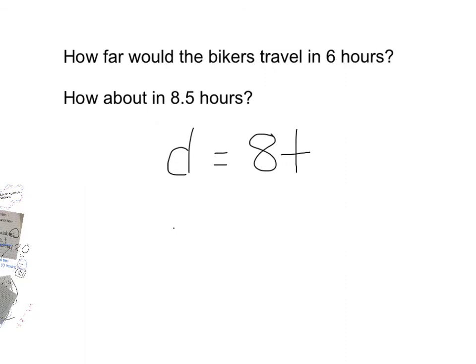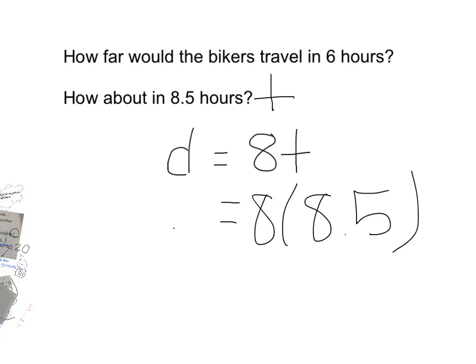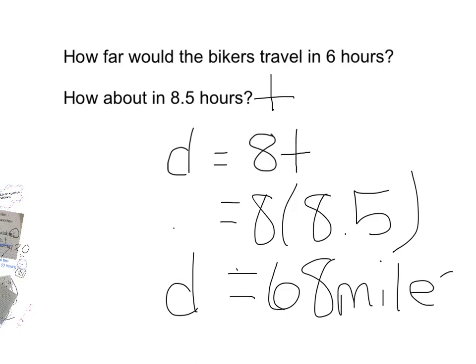Now let's look at the next one. About how far can they travel in 8.5 hours? Well, we know that 8.5 hours, that's our time. Therefore, we plug in the 8.5 in for time. Now we solve. And your answer is going to be 68. Therefore, the bikers can travel 68 miles in 8.5 hours.